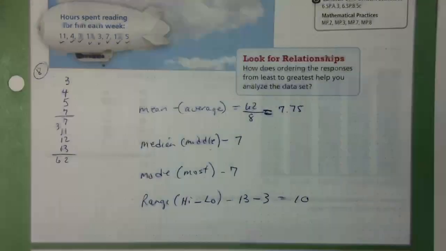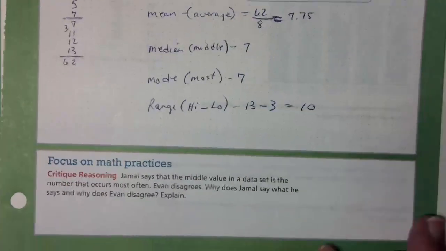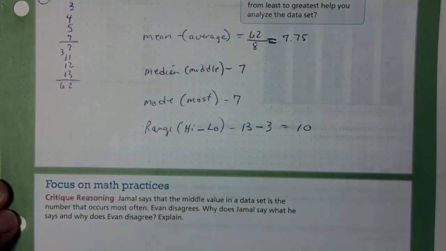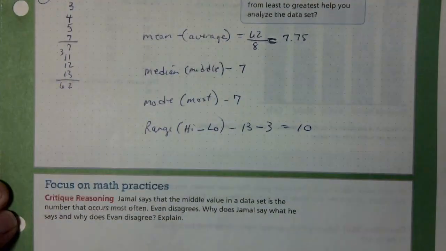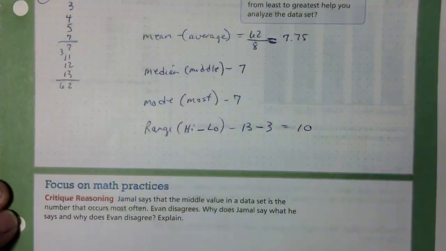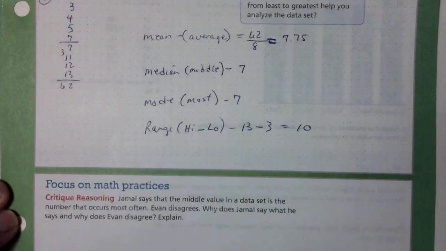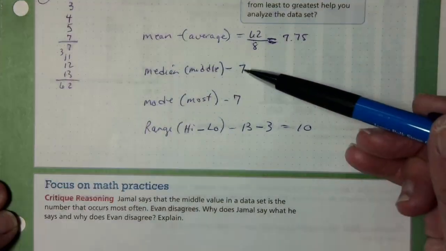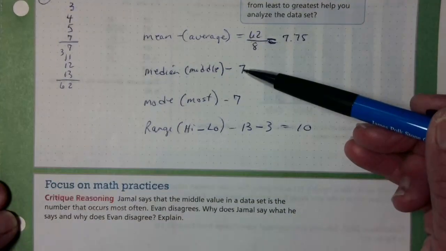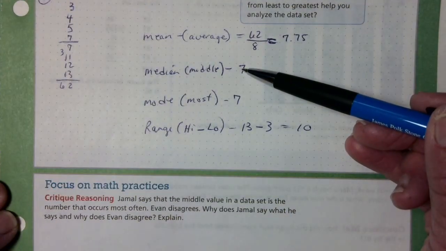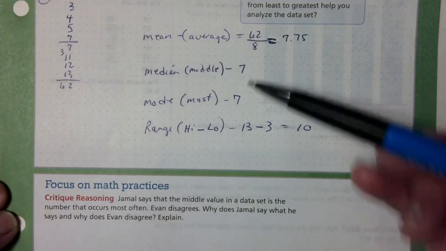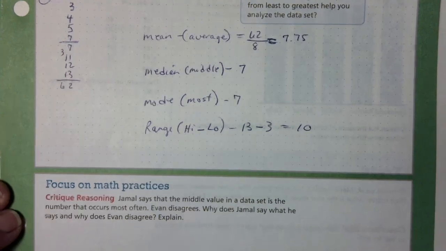Okay, now let's see if we can answer this question down here. Jamal says that the middle value in a set of data is the number that occurs the most often. Evan disagrees. Why does Jamal say what he says, and why does Evan disagree? Well, we just kind of talked about that. It ended up in this case that the median was the one that showed up the most times, but it doesn't have to be that way. It only happened in this case.